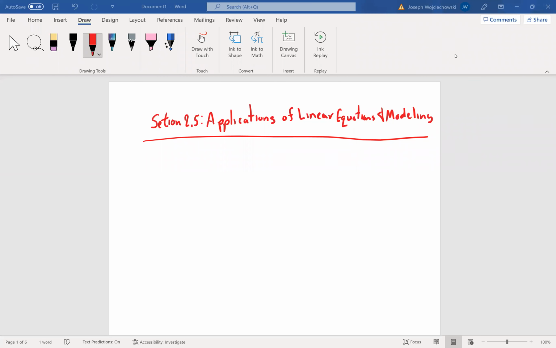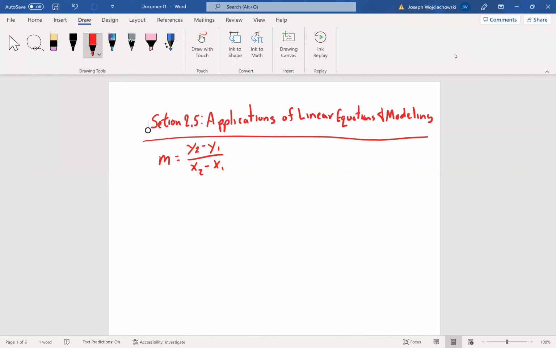Okay, so today we're going to look at section 2.5, applications of linear equations and modeling. The first thing we're going to do is look at our slope formula. The slope m equals y2 minus y1 over x2 minus x1.